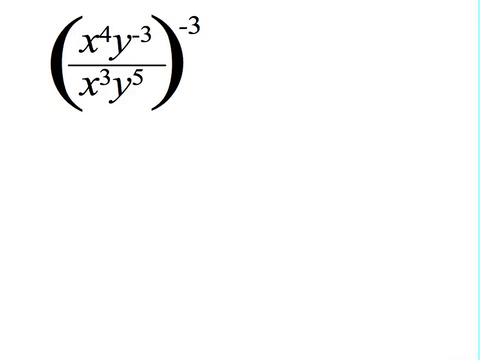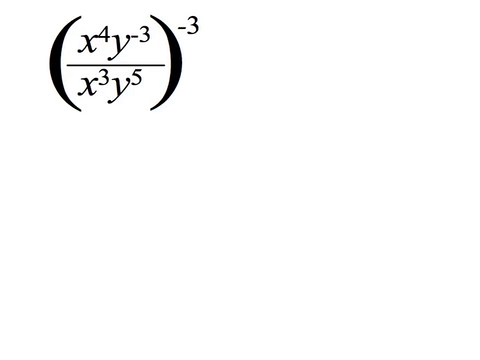The purpose of this lesson is to review the previous 3 lessons on working with exponents by simplifying 2 complicated expressions. And for this first expression, we're going to simplify it 3 different ways. For the first way, we're going to simplify the fraction inside the parentheses first.